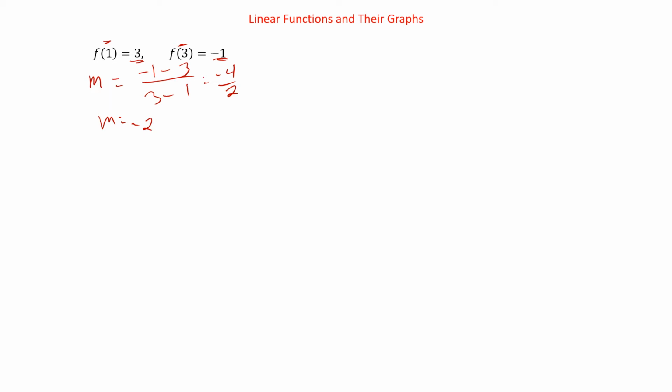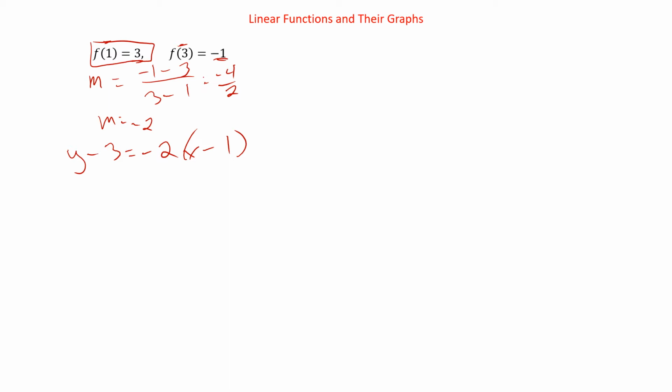Then I would put it into point slope form, which is y minus the y point equals slope times x minus the x point. We have to choose a point. I choose to use this point. So we have y minus the y part of the point, 3, equals our slope, negative 2, times x minus the x part of the point, 1. That's the equation in point slope form.